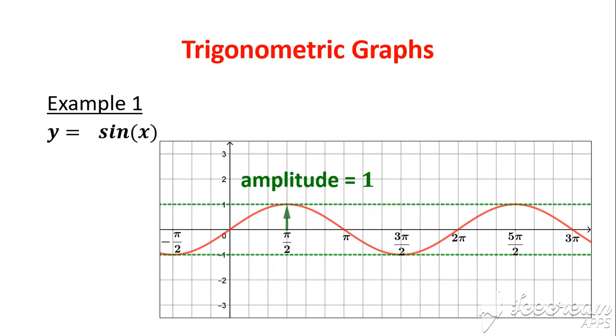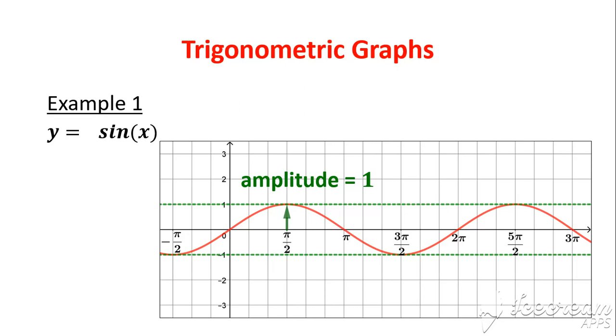Now notice we use this word amplitude for the height of the wave, but there are some people who think the total height of the wave is 2 squares. Even though they're correct, the total height is 2, the amplitude is defined as, I guess, half of the total height. So this graph has an amplitude of 1.